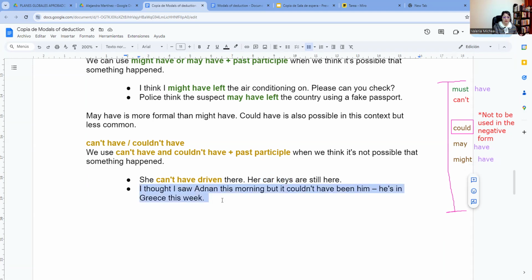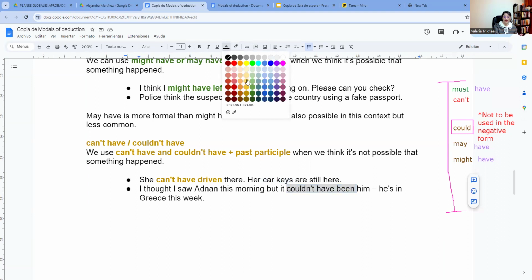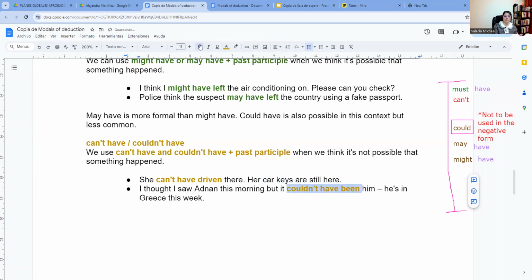Then, I thought I saw Adnan this morning, but it couldn't have been him. He's in Greece this week. It couldn't have been him. So again, I have some evidence. What is my evidence? I know that this person left the country. So it is impossible that I saw him here in the city, because he's not here. He's in another country. That's my evidence.